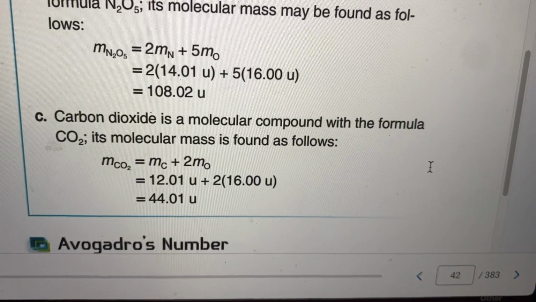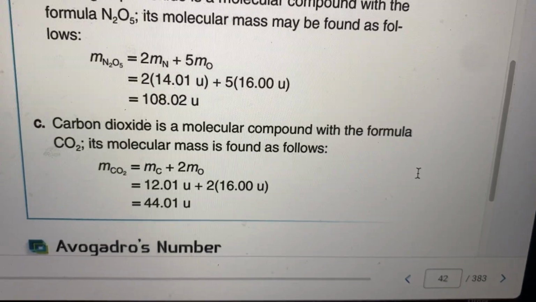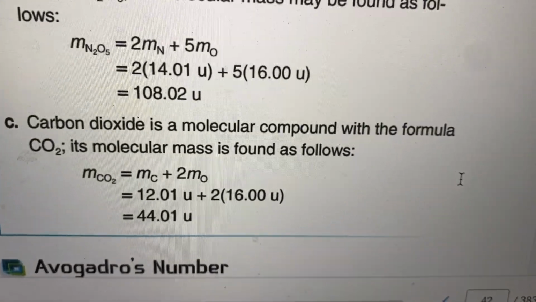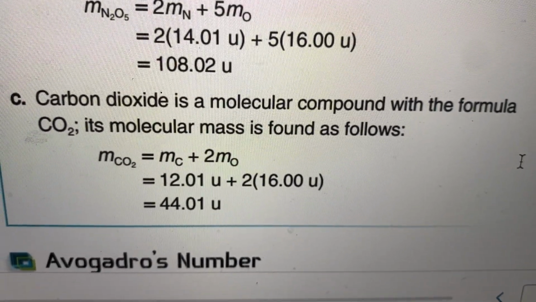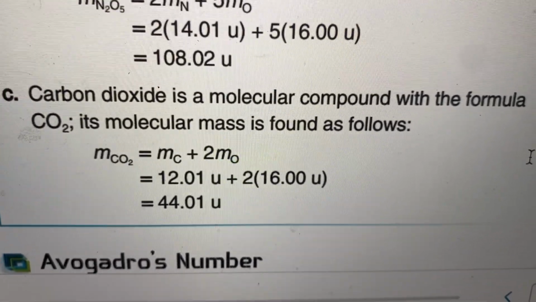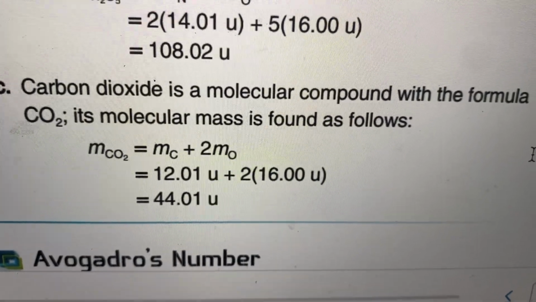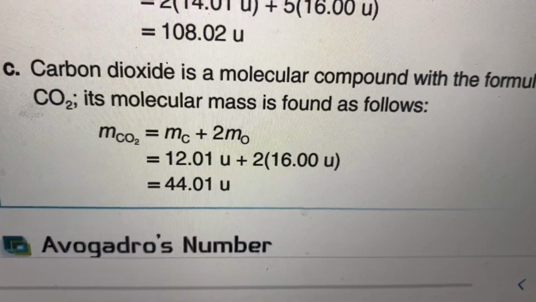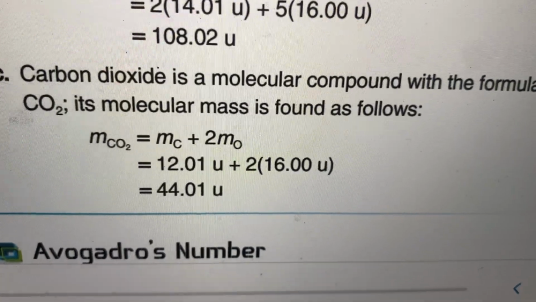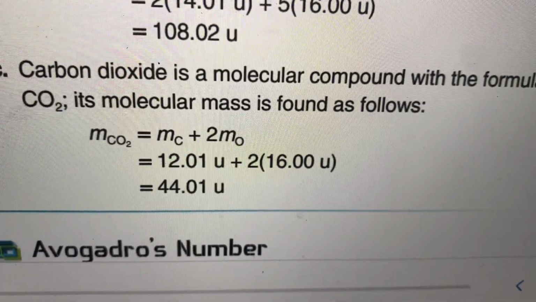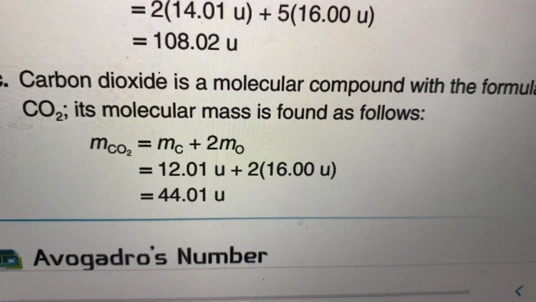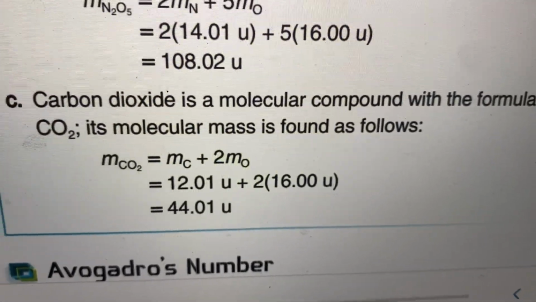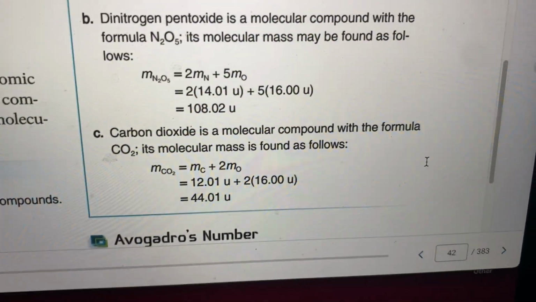So now we're going to have carbon dioxide, and we're going to add that up. So we look here, and the mass of carbon we know is going to be 12.01 units, and the mass of oxygen we know is 16.00. And there are going to be 2 oxygens, so we're going to multiply that by 2. So 2 times 16, and then we're going to add 12.01, and we get 44.01 units. That's how you find the mass number.